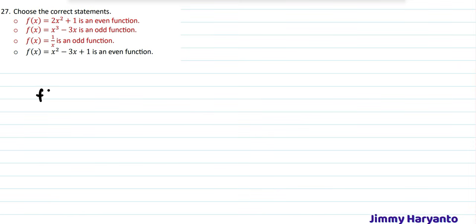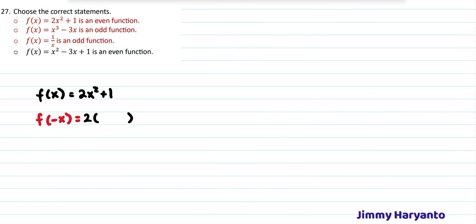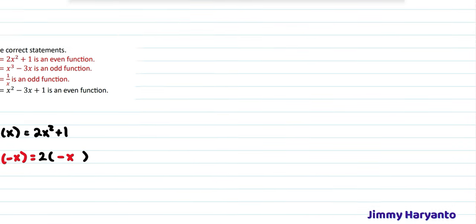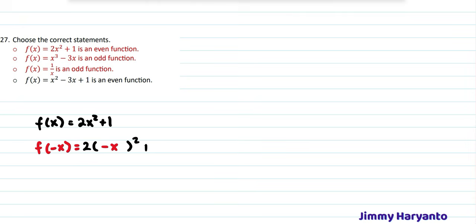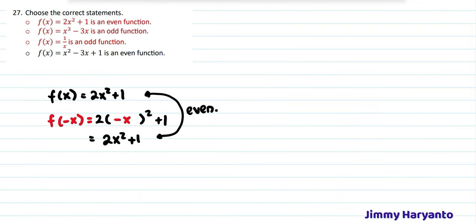Okay, so for the first one, we have f(x) equals 2x squared plus 1. I think this one is even, so we don't have to check the odd one. To check the even, you only have to find f(-x). That means 2 times, you substitute the x with negative x, squared, plus 1. You'll have 2x squared plus 1. If the result is the same as the original function, that means this function is an even function. Yes, correct.